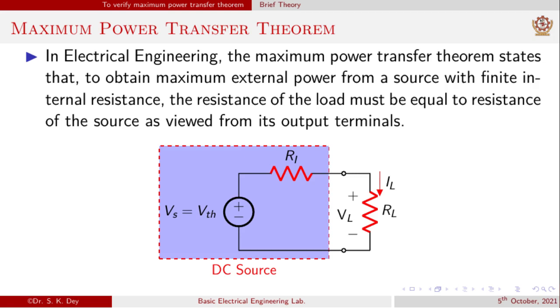its output terminals. Suppose we have a battery source or a DC source having internal resistance Ri and one external variable resistance RL is connected across this DC source. So according to this theorem, when RL will be equal to the internal resistance of this DC source Ri, then maximum power will be transferred from this DC source to the load resistance RL. And in this video, we are going to verify this theorem by conducting this experiment.